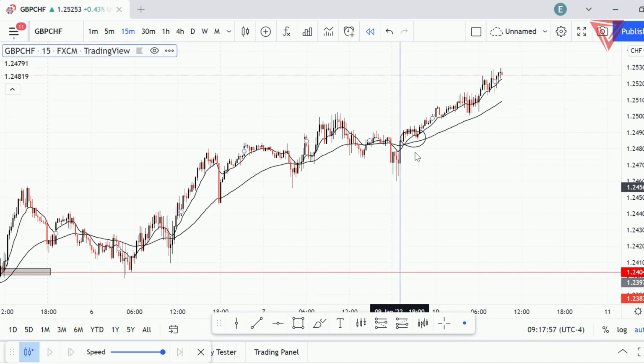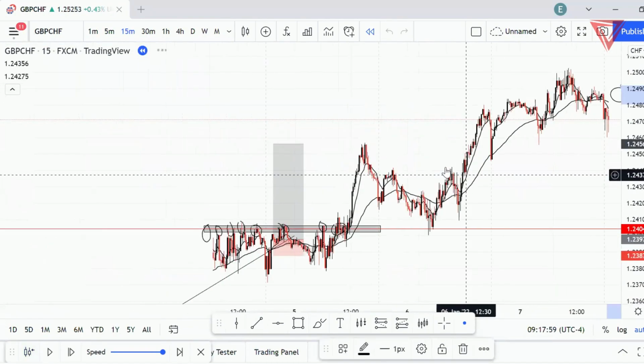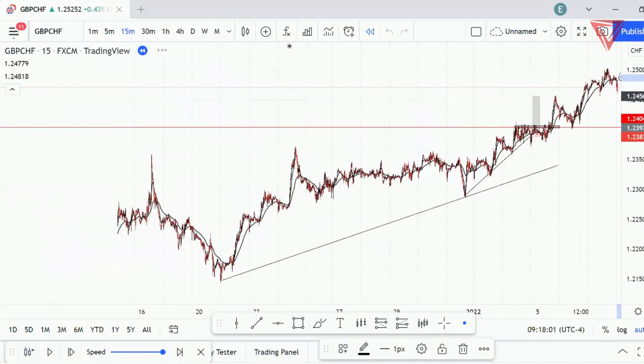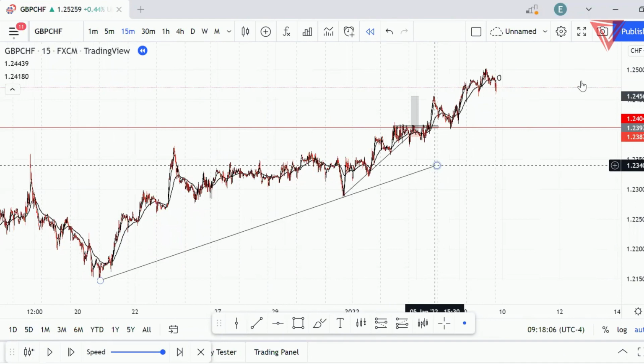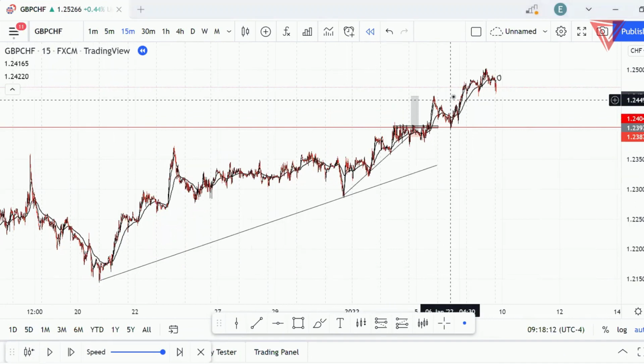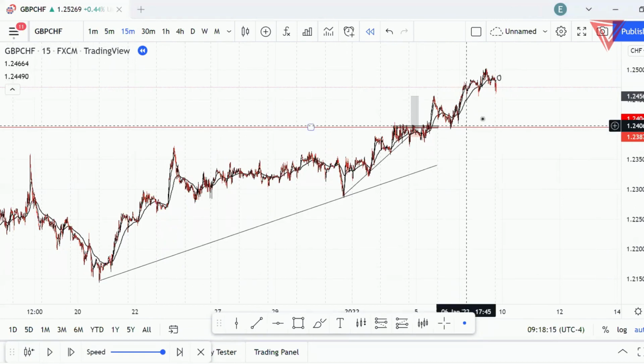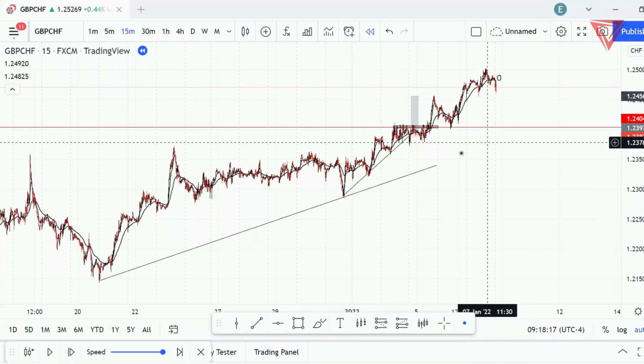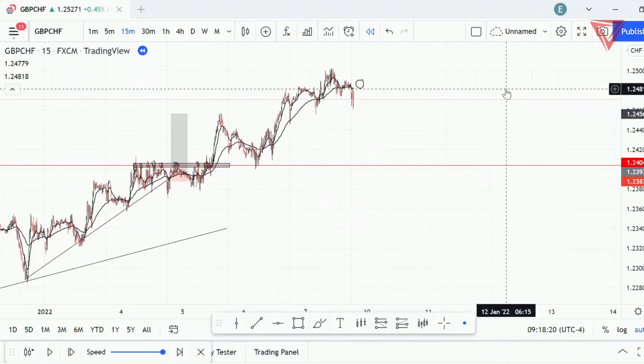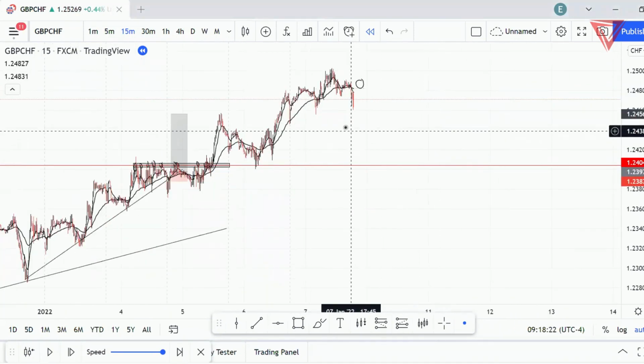So on GBP CHF, what direction would you say overall GBP CHF is going? Forget the trend, but what direction would you say overall it's going? Put it in the comments below. Absolutely, it is bullish. So that being said, I am prioritizing buys overall.